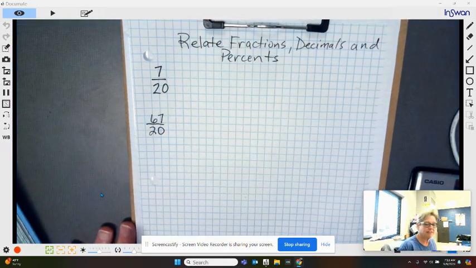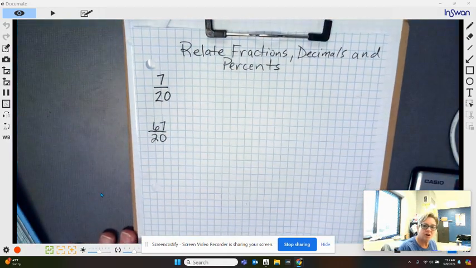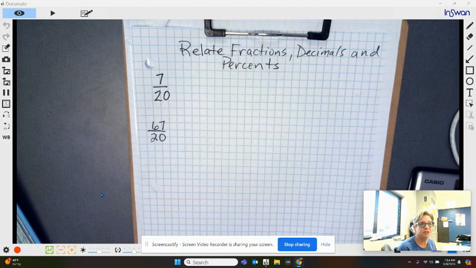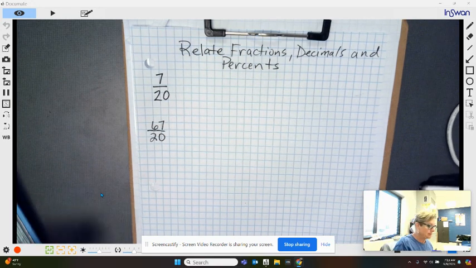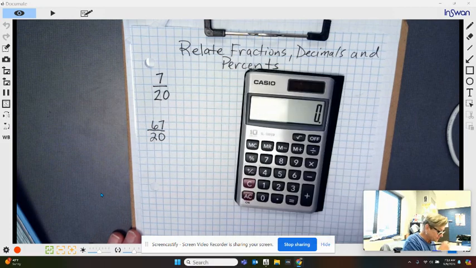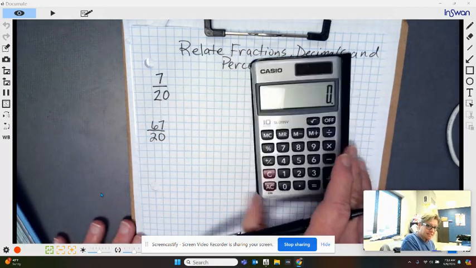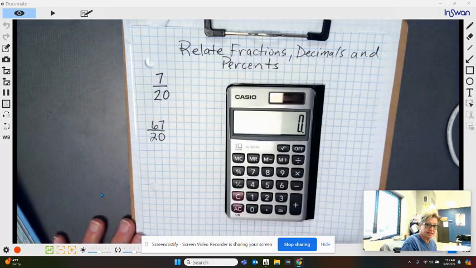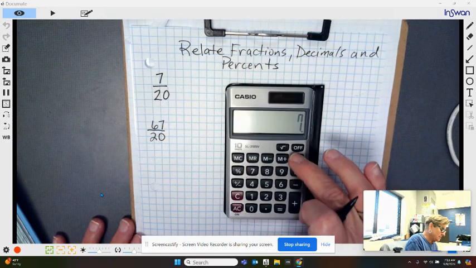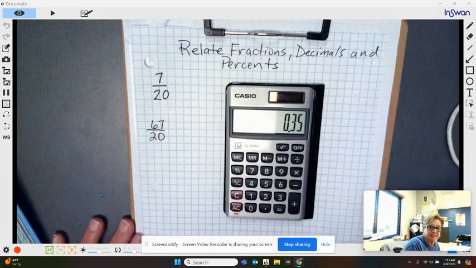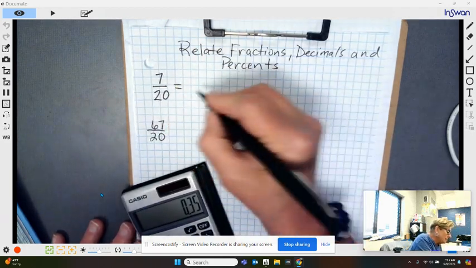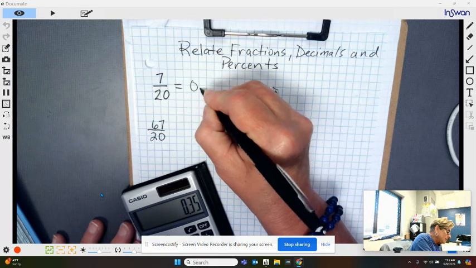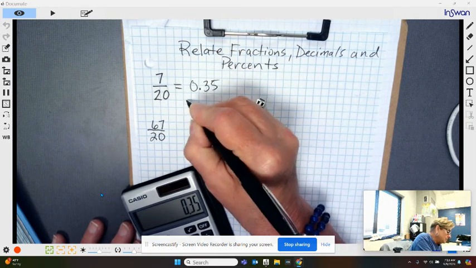So if I start with a fraction, any fraction, you can always take a fraction and convert it to a decimal by dividing the numerator by the denominator. A fraction just means it's a division problem. So if I have 7 over 20, well, I could connect it to 100, and I'm going to show you that in a second, but I'm going to just show you if I do 7 divided by 20, that gives me a decimal of 0.35. So if I divide the numerator by the denominator, I get 0.35.